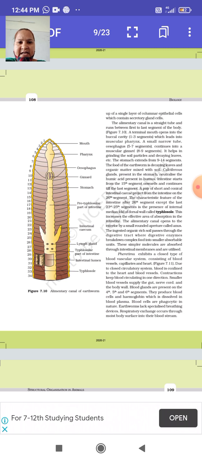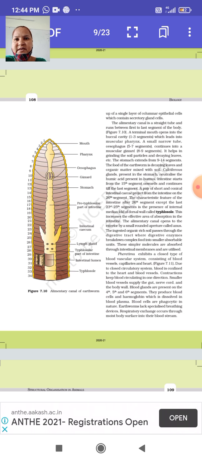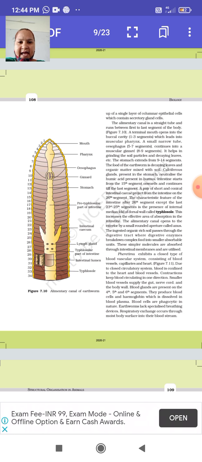Calcareous glands are present in the stomach, and they secrete humic acid which neutralizes the humus. You know, students, humus is basically what? It is soil, and the soil which is rich in nutrient particles. So basically what is the earthworm eating? Soil only, right? Soil contains humus. So just to neutralize humus, what is it secreting? It is secreting humic acid.